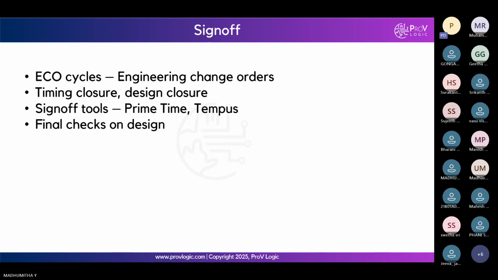So once we complete floor plan, we will do some checks. Once we complete power plan, we'll do some checks. Once we complete placement, we'll do some checks. Likewise, after every process, we will do some checks and then proceed with the design. In the sign off stage, if, for example, in the placement stage you saw a bug and missed fixing it, in sign off you can go back and fix it. That is why it is called engineering change order.